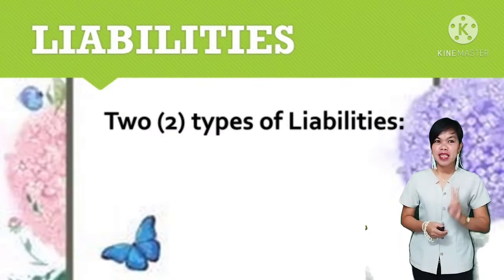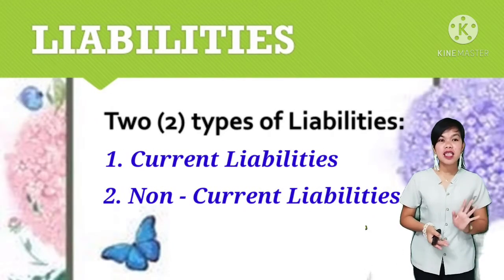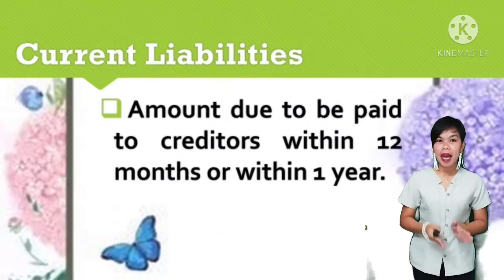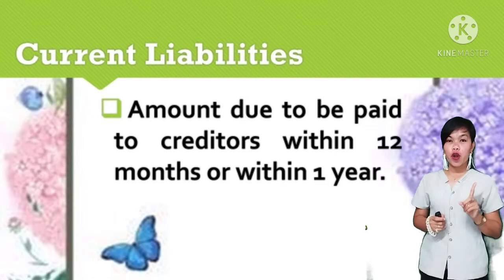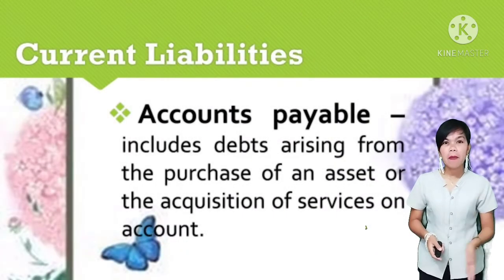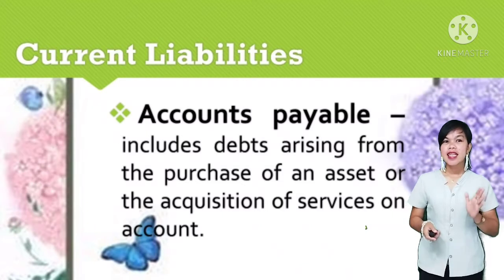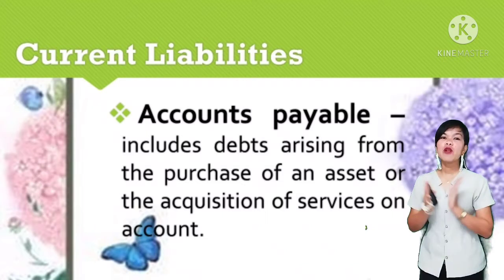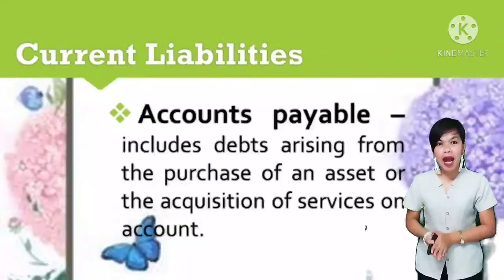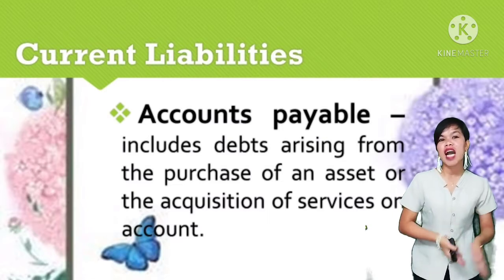There are two types of liabilities also, current liabilities and non-current liabilities. If we say current liabilities, these are the amounts due to be paid to creditors within a short period of time or less than 1 year or 12 months. One of the examples of current liabilities is accounts payable. Includes debts arising from the purchase of an asset or the acquisition of services on account. Accounts payable po ang tawag sa accounting kapag ang transaction ng isang company o business ay umutang o babayaran ang kanyang utang sa supplier nito.